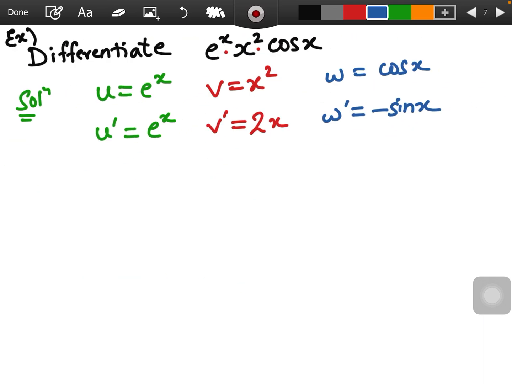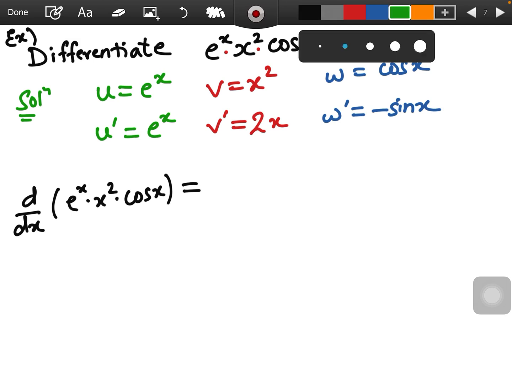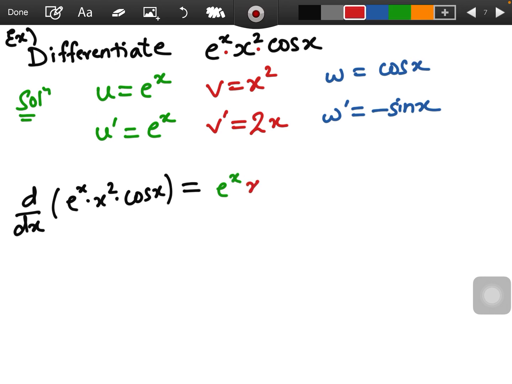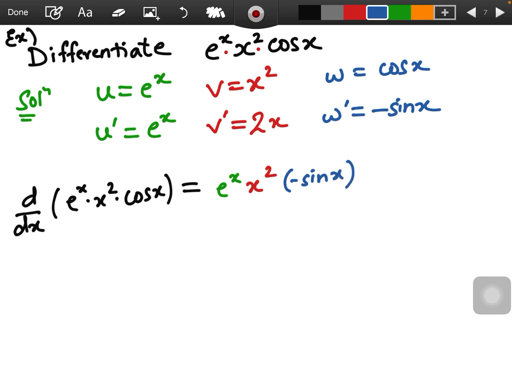So we are writing d/dx of u into v into w, in terms of e to the power x, x square into cos x, equals to, first u v is like that, so u is e to the power x, v is x square, and w prime value is minus sine x. Then for the second term, there is no change in u and w, and v prime is there. You can check the formula again, and logically you can also do it. You have to keep two constant and take the derivative of the third one.